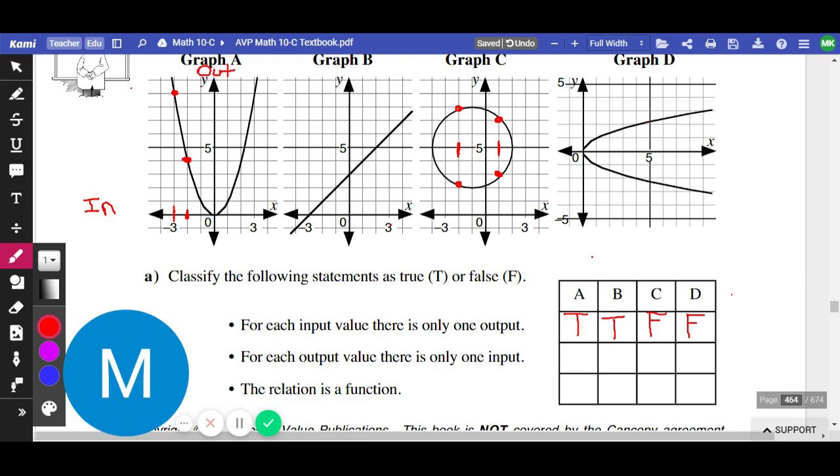For question 2, for each output value, there's only one input value. We're just going to scratch this because you don't even need to know it. And it's just going to muddy the waters for people.